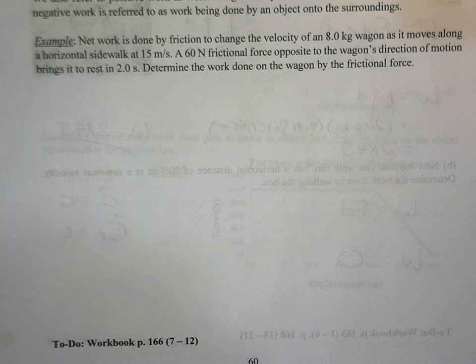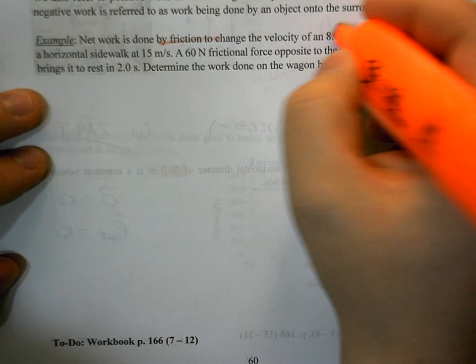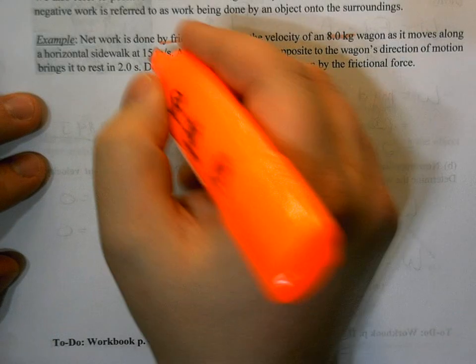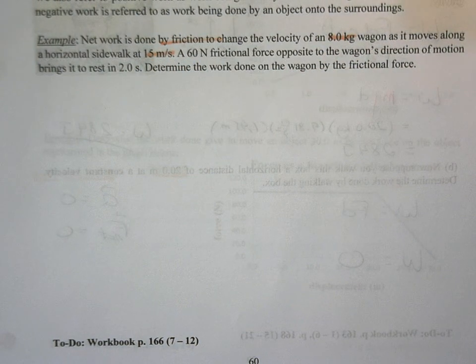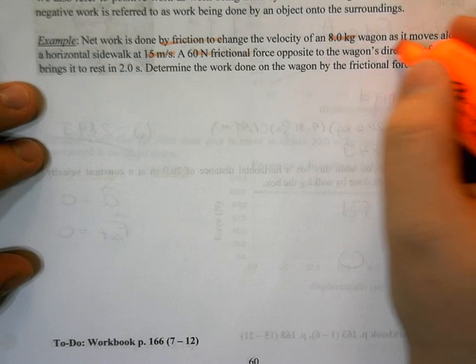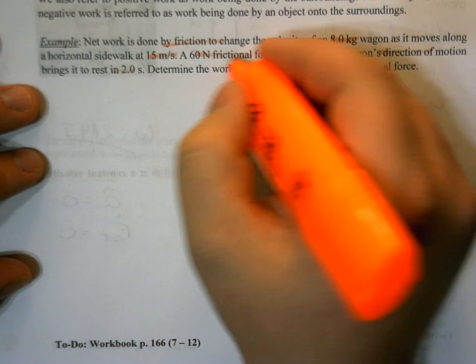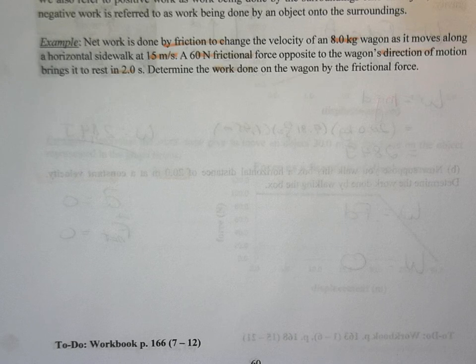So we have net work done by friction to change the velocity of an 8 kilogram wagon as it moves along a horizontal sidewalk at 15 meters per second. A 60 Newton frictional force, opposite to the wagon's direction of motion, brings it to rest in 2 seconds. We want to determine the work done on the wagon by this frictional force.